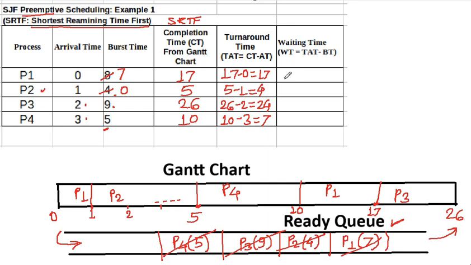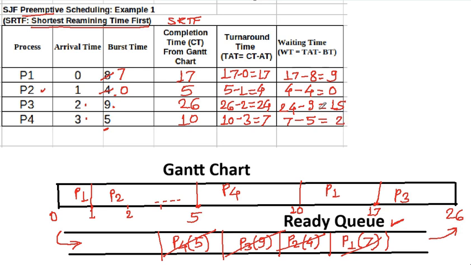Then find the waiting time. For P1, waiting time is turnaround time 17 minus burst time. The burst time initially was 8, so it is 17 minus the original burst time 8, which is equal to 9. For P2 it is 4 minus burst time 4, which is 0. For P3 it is 24 minus 9, which is 15, and for P4 it is 7 minus 5, which is 2. So these are the waiting times.